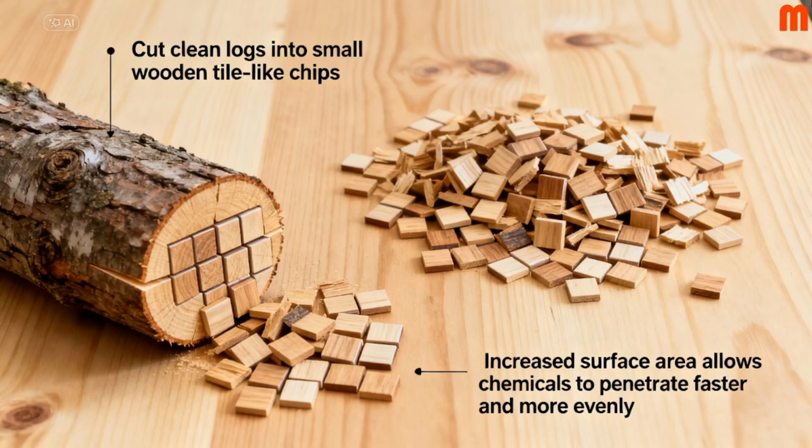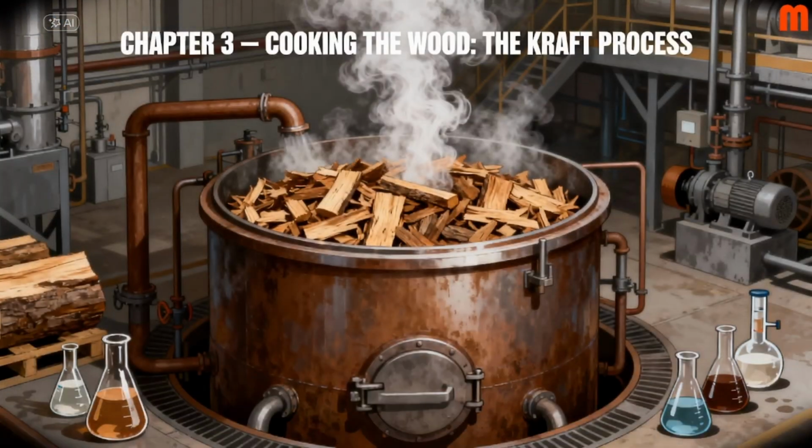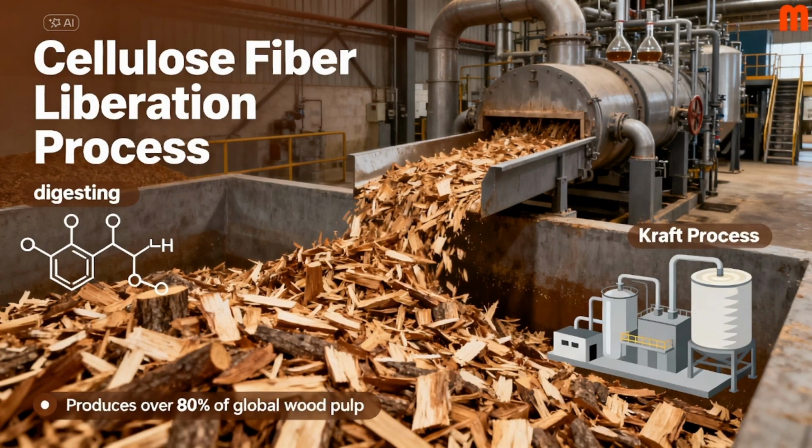Think of them as tiny wooden tiles. This increases surface area, allowing chemicals to penetrate faster and more evenly. Large machines slice the logs in seconds, producing thousands of chips per minute. Chapter 3. Cooking the Wood. The Kraft Process. Now comes one of the most crucial steps.